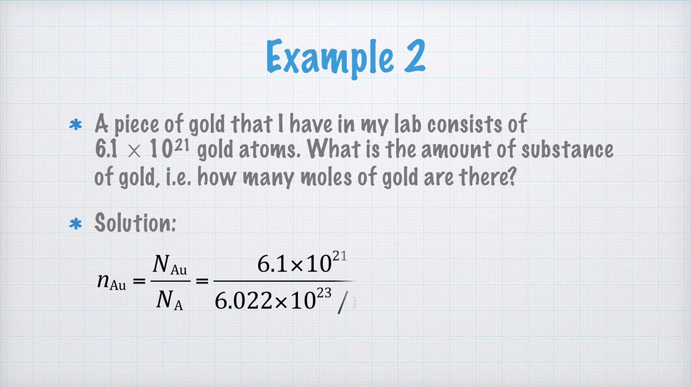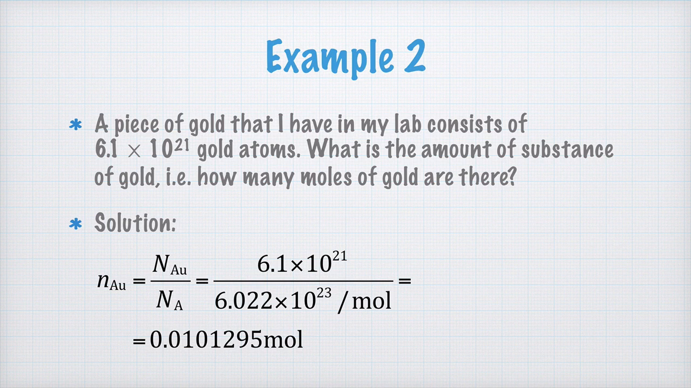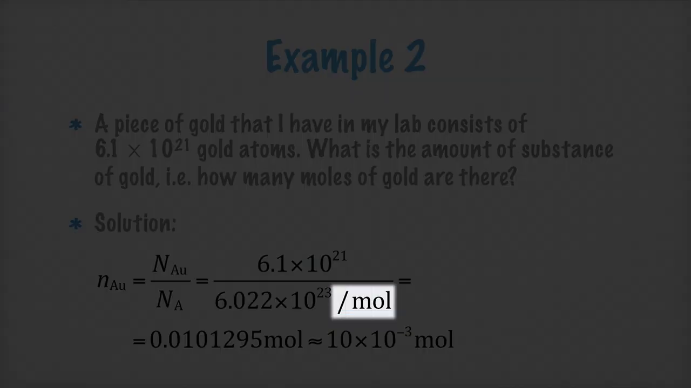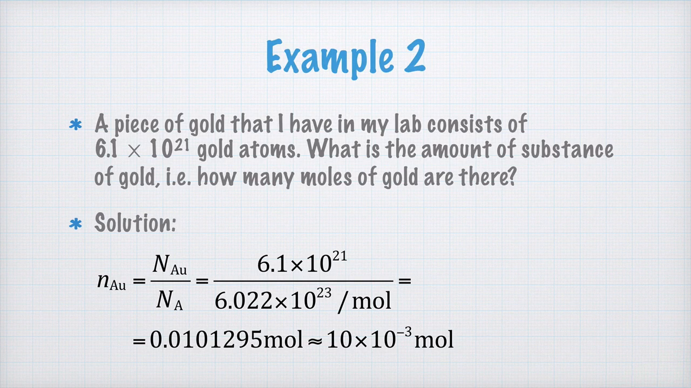Let's just write the numbers like this. 6.1 times 10 to the 21 over 6.022 times 10 to the 23 per mole. I punch it into my calculator, try it, you too, and arrive at 0.0101295 mole, which is approximately 10 times 10 to the minus 3 mole. Note the unit here. Since we divide by 1 per mole here, the unit in the answer becomes mole.